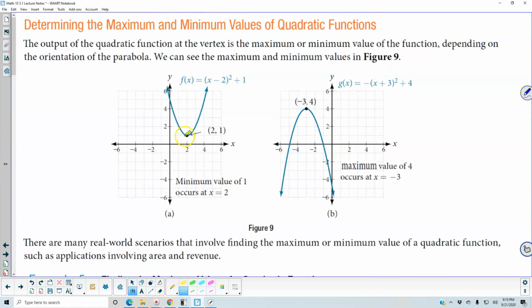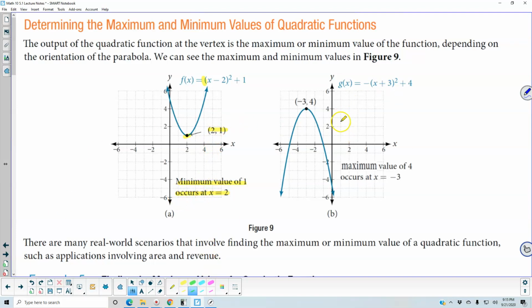So let's take a look at the vertex of this parabola. First, we can see that it's opening upward, and the vertex is located at (2, 1). The reason why it's opening upward is that the coefficient in front of the squared term, which I have highlighted, is a positive value. That's why it's opening up. And if it's opening up, that means it goes down to the minimum value here. So the minimum value is the y-coordinate of 1, and it occurs when x is equal to 2.